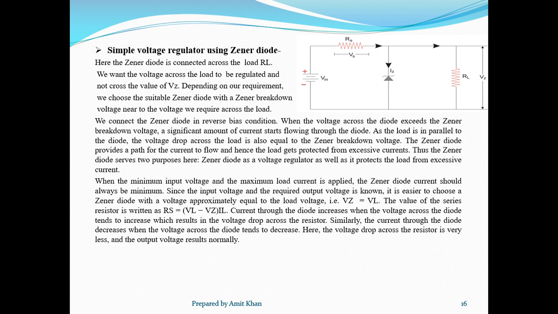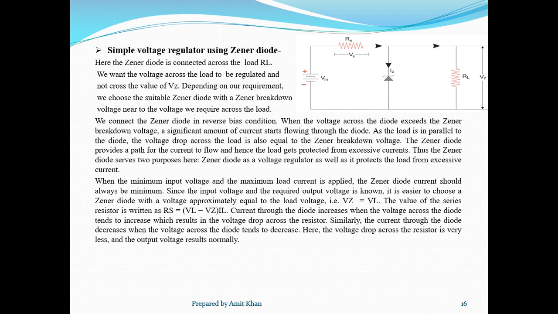As the load is in parallel to the diode, the voltage drop across the load is also equal to the Zener breakdown voltage. So the Zener diode provides a path for the current to flow, and hence the load gets protected from excessive currents. Thus the Zener diode serves two purposes here: the Zener diode as a voltage regulator, as well as it protects the load from excessive current.